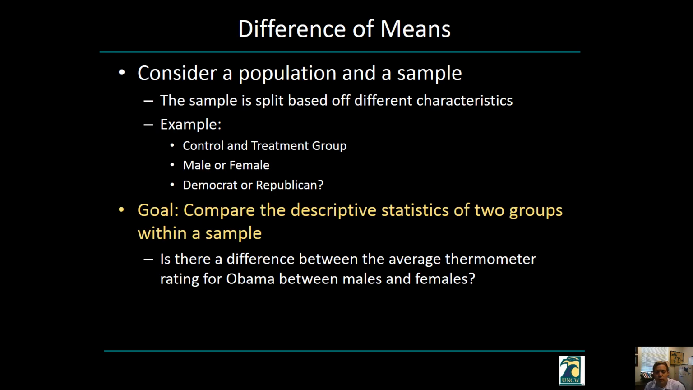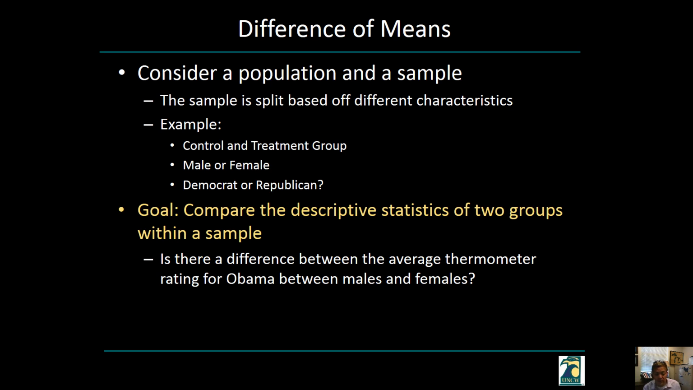All right, so the first test that we'll look at is known as a difference of means test. So imagine that we have a population that we care about, and we have a sample. Now this time what we're going to do is take that sample and divide it in half. Think back to doing experiments. Here you randomly divide the sample in half and you have a control group and a treatment group. Or maybe we're curious about how males compare to females. Or we're curious about the issue positions of Democrats versus Republicans. So we're comparing two groups.